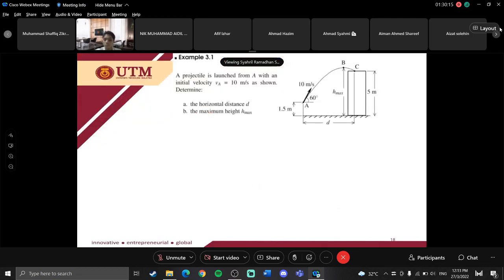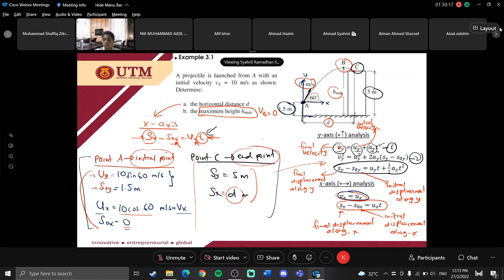So this is the only equation that is available to you, because you know sy, you know s naught y, and you have the information of uy, and then you have the information of acceleration on y. The only unknown here is just time. So this is the only unknown that you have in this equation, which means that you can solve this equation in order to get the time.